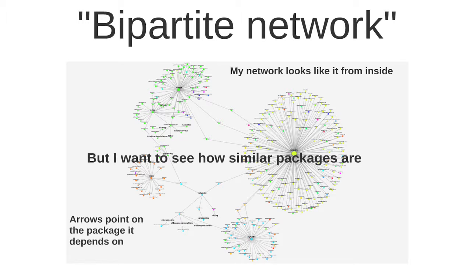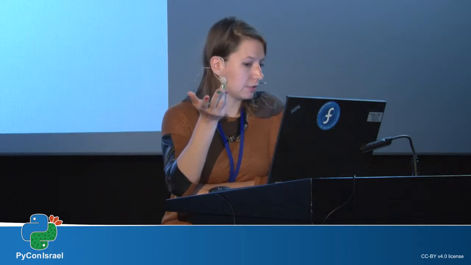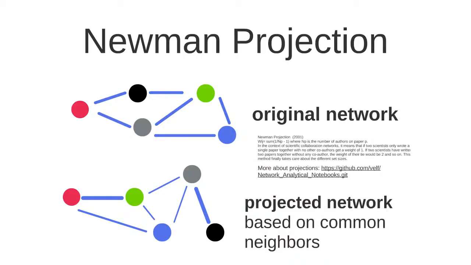On the left, you can see a lot of data scientific packages. Here is requests. But I'm more interested in how similar these packages are. So what can I do? I need to project this network somehow. And projecting networks is always a big question. There are options to project networks based on common neighbors, or if it's a real bipartite network, which means you have two sets of nodes, you can play with it a lot.